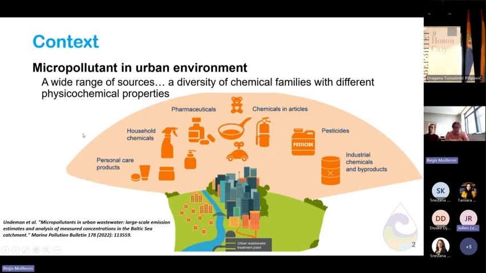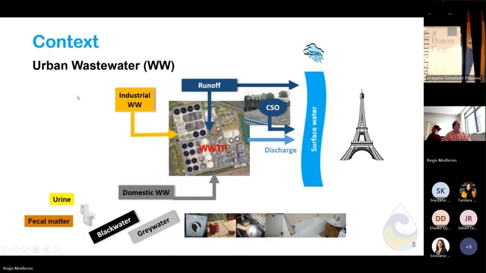And these contaminants end up in wastewater. It is important to note that when we are speaking about wastewater, we speak about industrial wastewater, but also domestic wastewater. And concerning domestic wastewater, there are two types, the grey water and the black water, which is the water generated by flushing toilets, which contains urine and fecal matter.